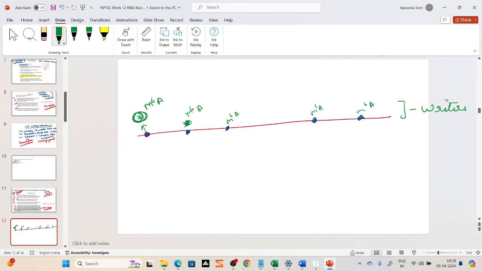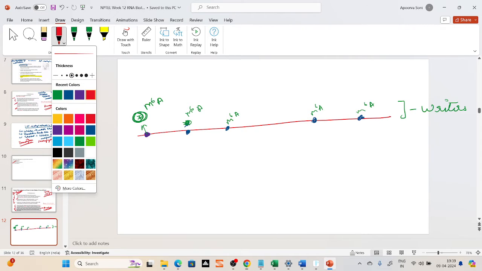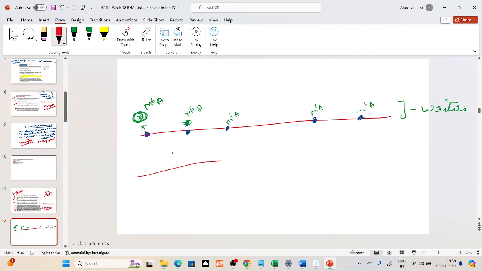writers. Just like we write on the copy, just like I am writing, I am adding something on this particular white screen. Similarly, writer proteins will come and they will write the modifications on the adenosine moieties which are present on the RNA. Okay, now erasers will come. So what will happen? This is the function of writers.